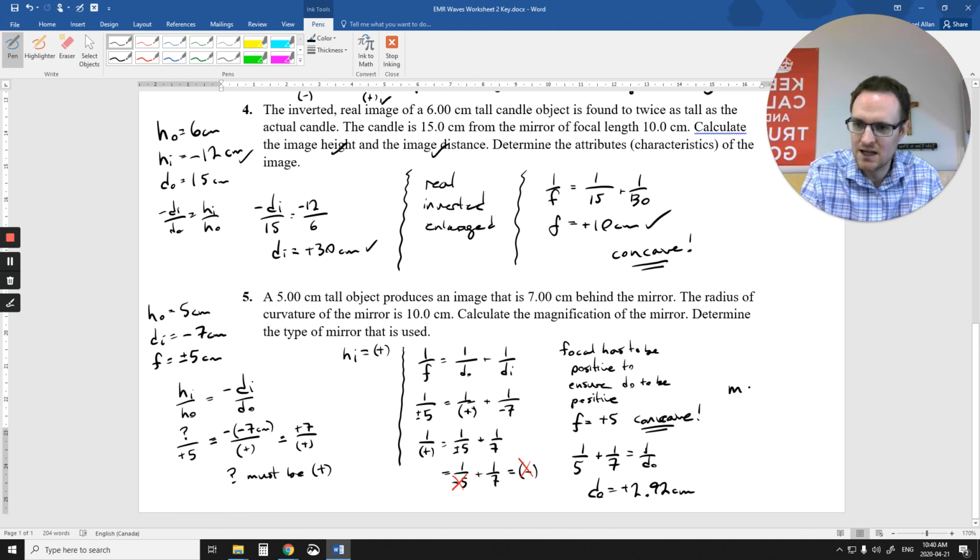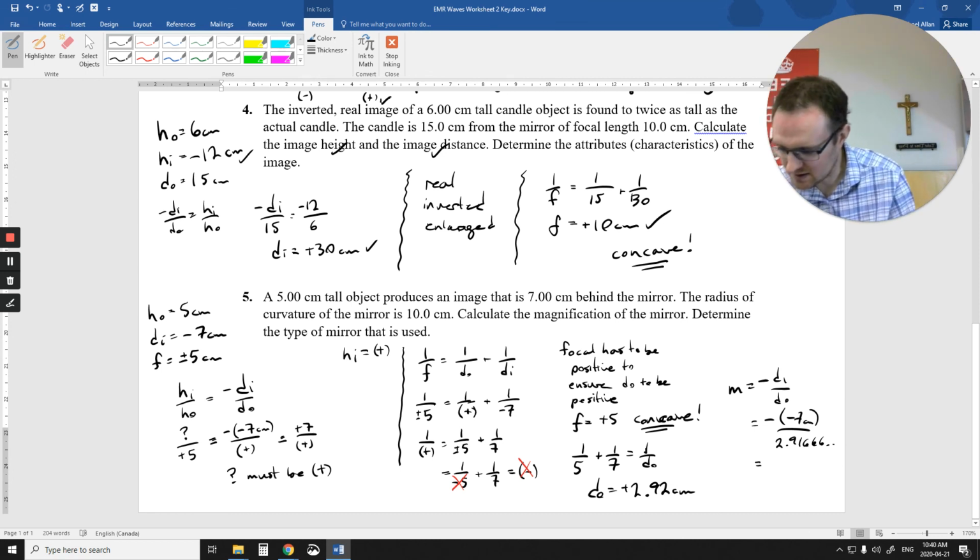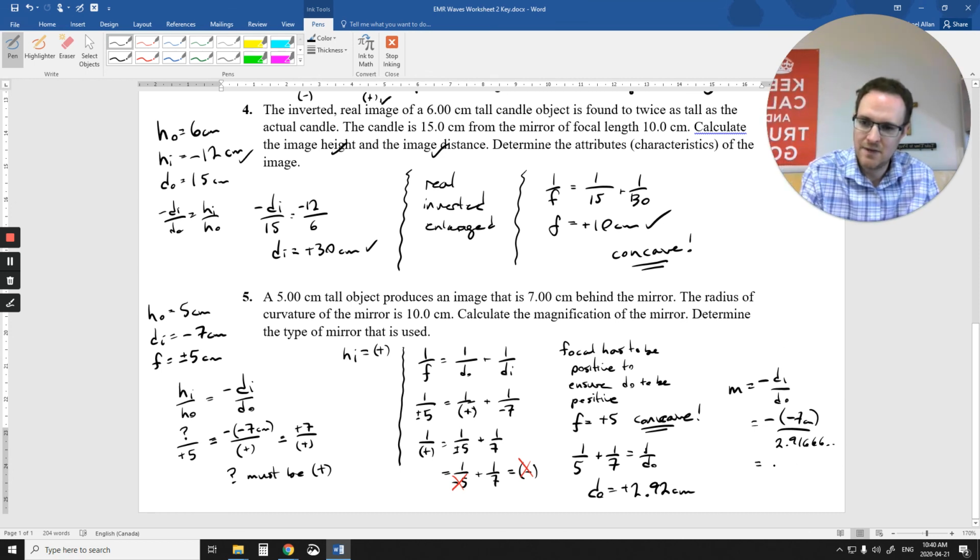And then we can use the magnification formula, negative DI over DO. So negative 2.9166 repeating. And what's my DO again? Oh, I got this the wrong way. That's my DO. My DI, sorry, is negative 7. My DO is 2.96. There we go. So 7 divided by this answer. So I get 2.4. So magnification is 2.4 times.